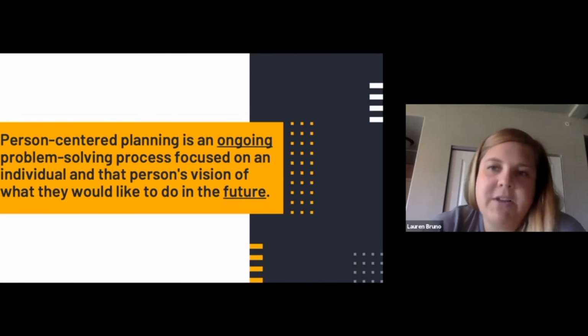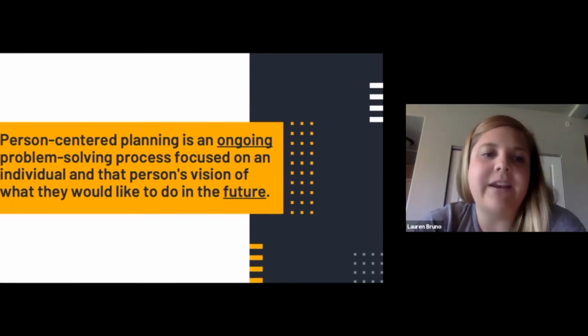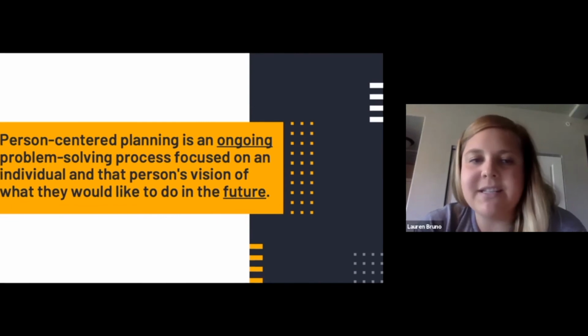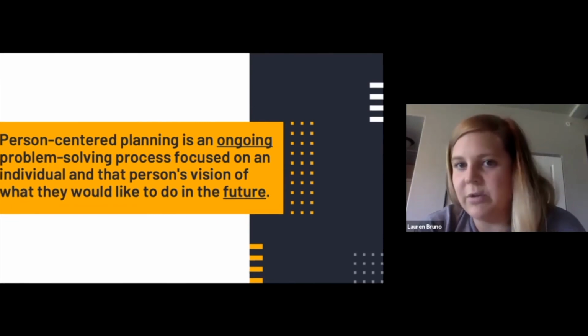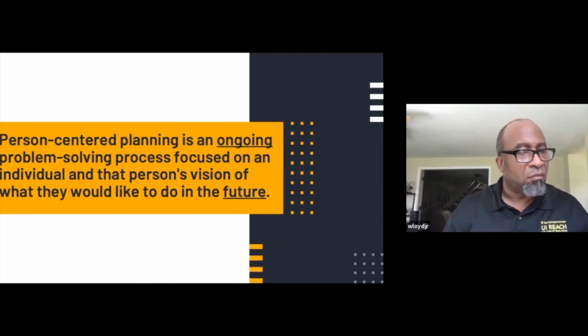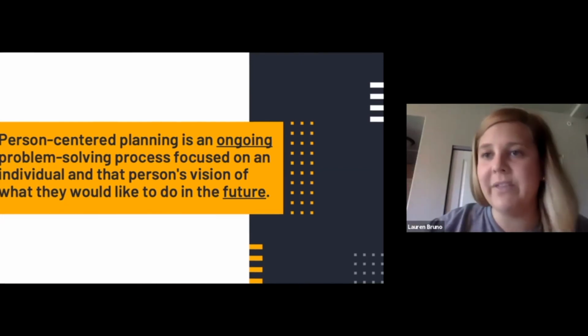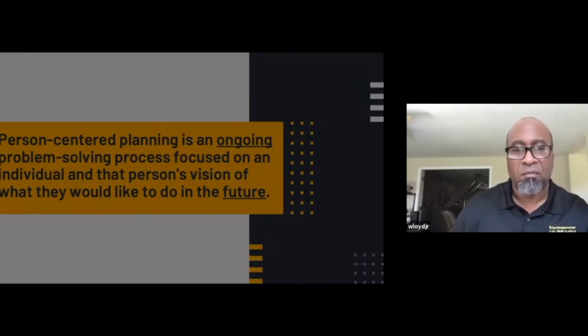So what is person-centered planning? It's an ongoing problem-solving process focused on an individual and that person's vision of what they want to do in the future. So we're looking not only at what we can do to support your student in UI Reach, but how we can support them then to meet their goals for the future as well.